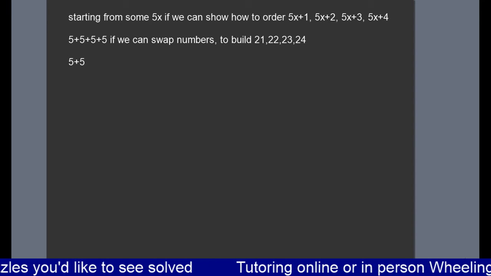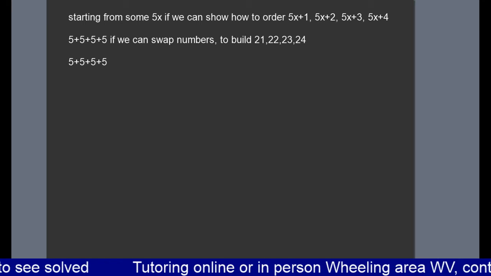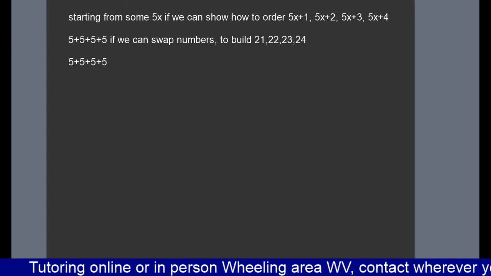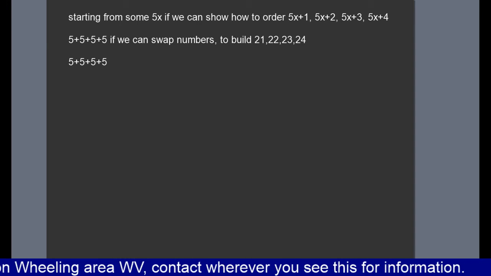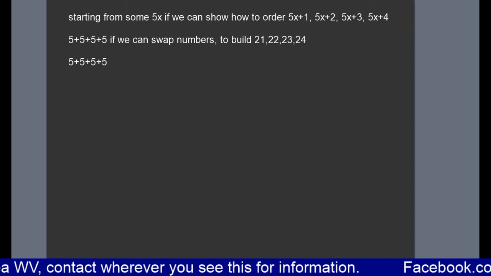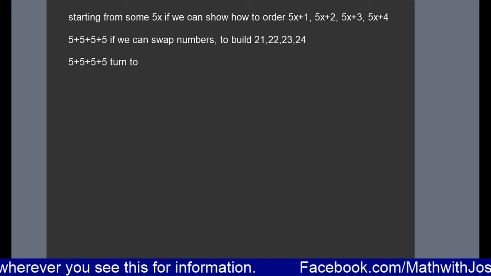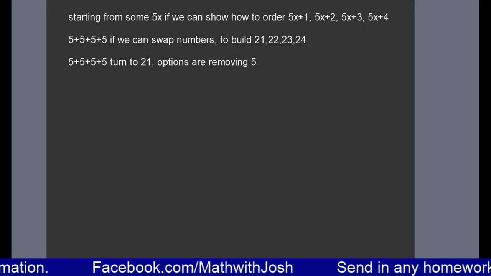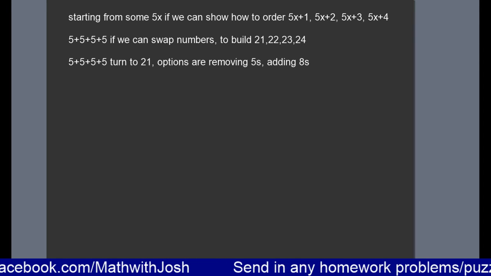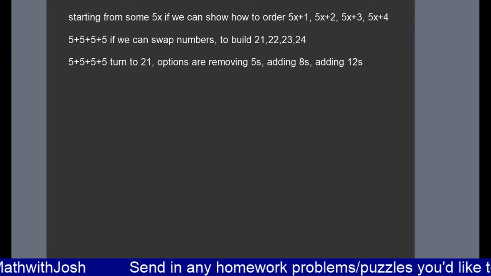If it's a little bit unclear what I mean, the actual thing I found here is we have 5 plus 5 plus 5 plus 5. I want to change that to get 21 instead of 20, and my options are removing 5s, adding 8s, adding 12s.